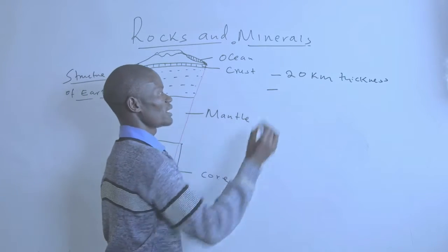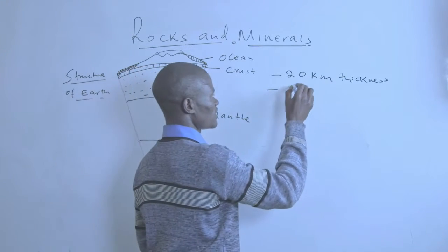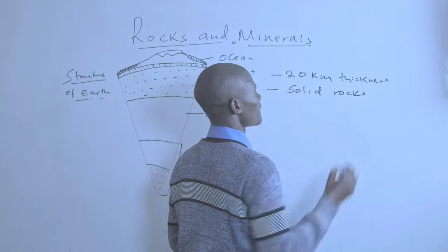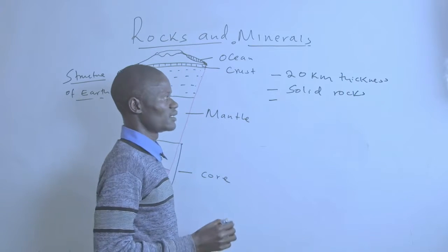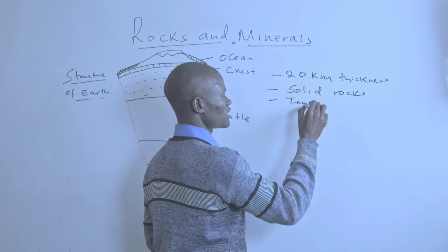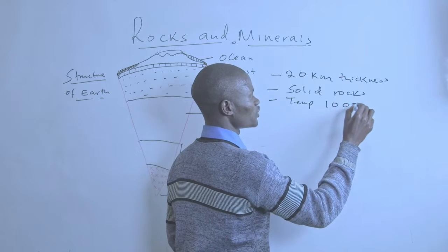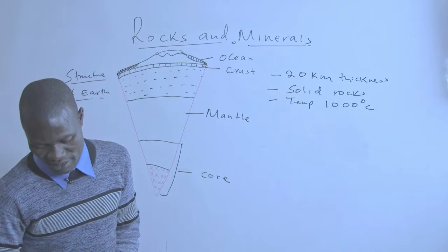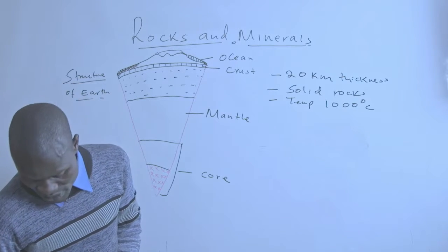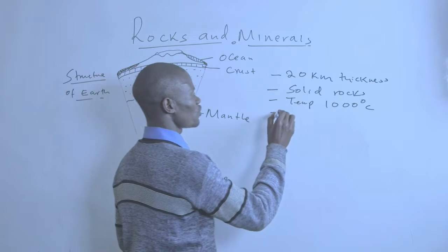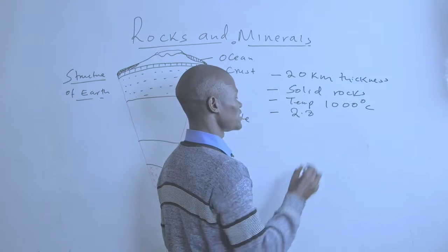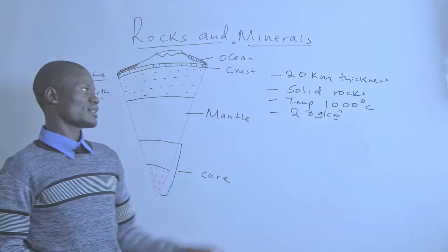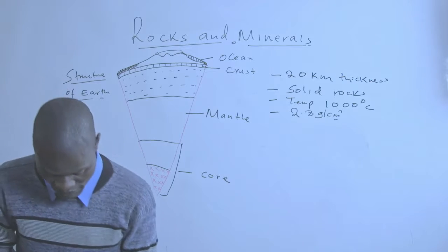It is also made up of what we call solid rocks. It has an average temperature of almost 1000 degrees Celsius, and it has a density of 2.8 grams per cubic centimeter. Those are the characteristics of the crust.